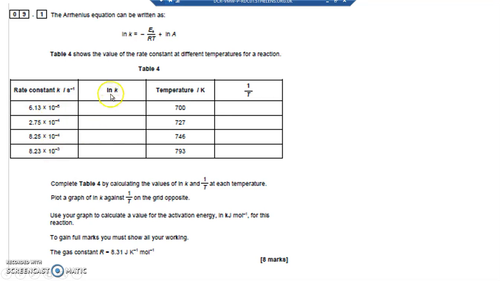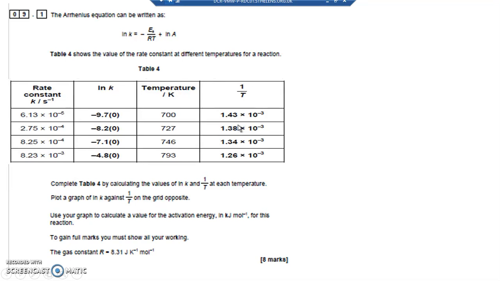You've got the rate constants here. You need to press the natural log button and work out natural log of each of these rate constants, and you need to divide each of these numbers into 1, so 1 divided by each of these numbers, and you should end up with a table that looks like that.